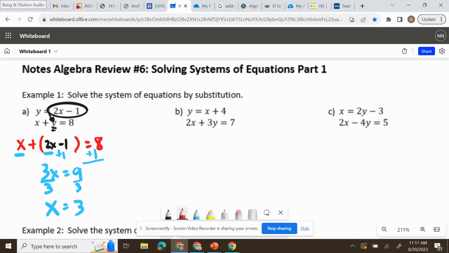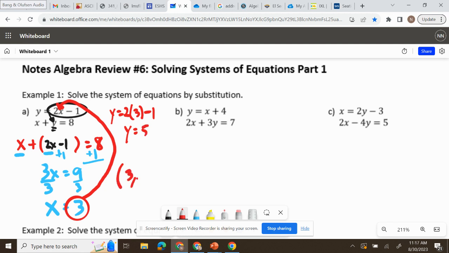So once we get that, we're going to take the 3 and plug it in the other equation. It doesn't matter which equation you pick. I'm going to pick the top one. And so when I plug it in, what I have is y equals 2 times 3 minus 1. 2 times 3 is 6, minus 1 is 5. So y equals 5. So our answer is the ordered pair 3 and 5.